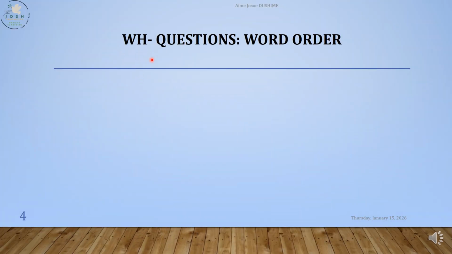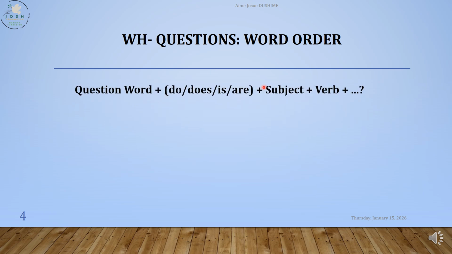Let's see the second type of question, which is the WH question. In a WH question, we take a question word, a WH word, plus do, does, is, are, plus subject, plus verb, and then a complement. Remember, when we use is, are, we put a noun or adjective here. The question words, we are going to see them very soon.